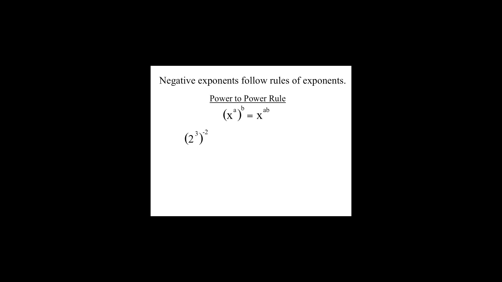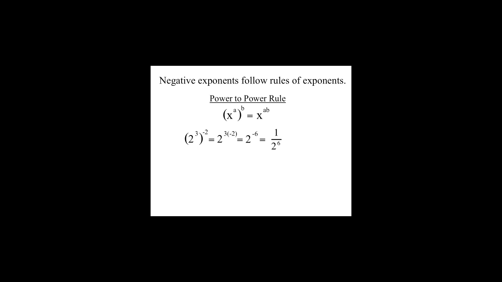Okay, so I'm doing the same thing. 2 to the 3rd power times the negative 2 power makes 2 to the negative 6 power, which is 1 over 2 to the 6th power. Remember, it's a fractional amount.